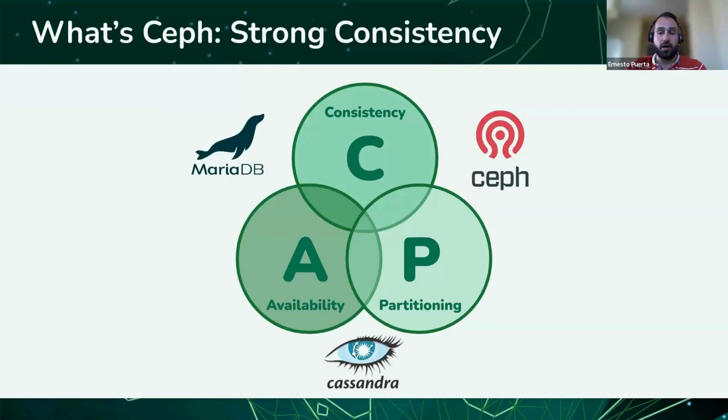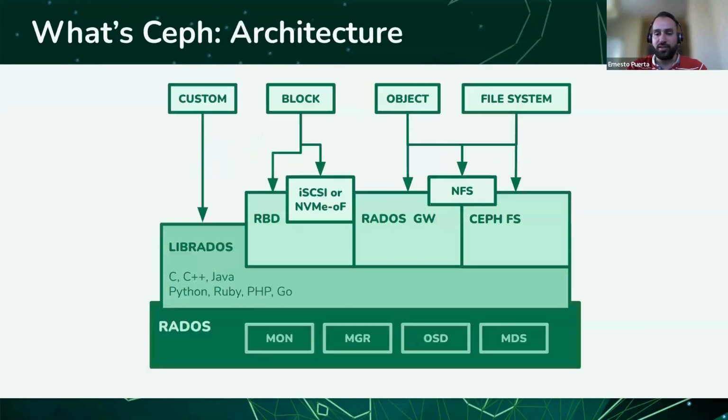Ceph deals properly with consistency. In fact, it's called a strongly consistent distributed system, and with partitioning too. But when the system becomes partitioned, it's not able to still be available. So it trades off availability in favor of consistency and partitioning. For example, if you are familiar with Cassandra, probably you are used to eventual consistency. This is usually a thing that causes some headaches to people coming new to Ceph.